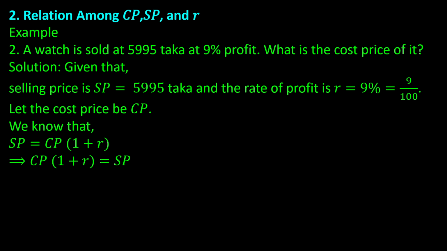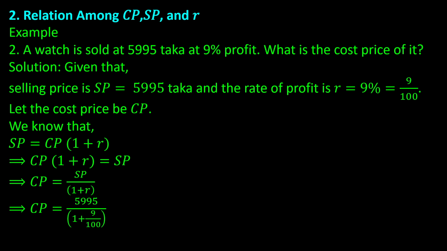Again, by the law of symmetry, we can write CP times (1 plus R) equals SP. That means we make the right side the left side and the left side the right side. Then CP equals SP divided by (1 plus R). By the law of equation, here (1 plus R) was multiplied by the CP. So if we change the side, it will be in division form, so I put it below the SP.